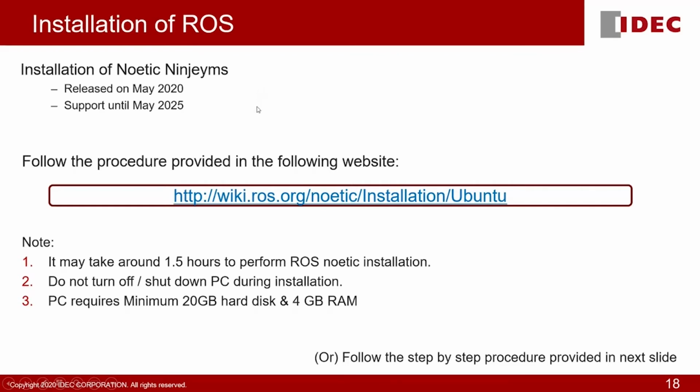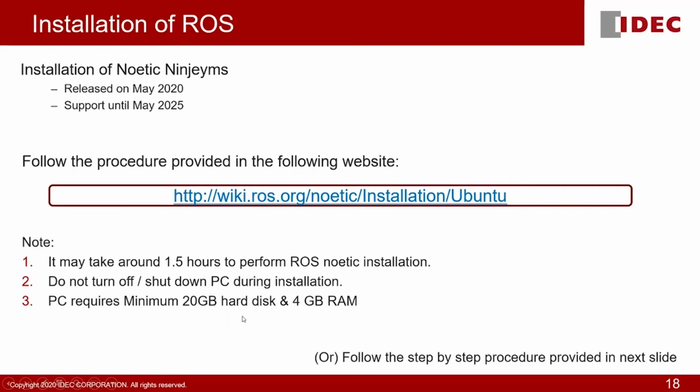For installation of ROS, we can follow a few steps from the website which I'm showing to you. It is in front of you. Basically, it requires 1.5 hours for installation. During that time, we should make sure that the PC is not shut down, or turned off in between for some other reason.